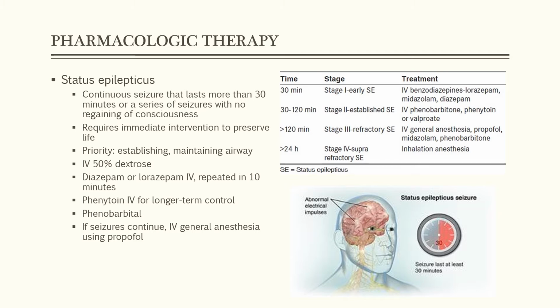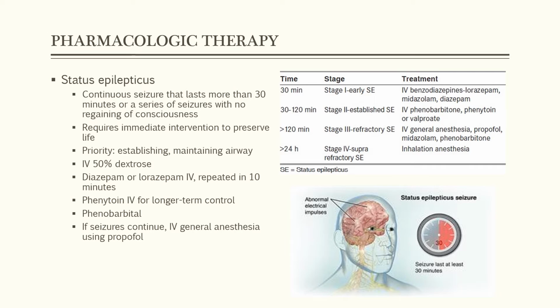Diazepam or Valium is given intravenously, or lorazepam, which is Ativan, is given intravenously, and if necessary, the dose is repeated in 10 minutes to stop seizure activity. Phenytoin or Dilantin is administered intravenously for longer-term control of seizures. Phenobarbital may also be administered to patients in status epilepticus. If seizures continue, intravenous general anesthesia using propofol, which is Diprivan, should be considered.